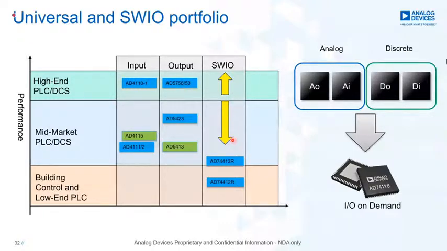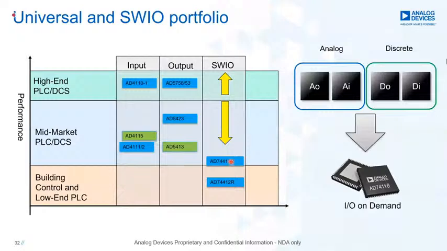And for a software configurable input output system, that means a single IC, if you want to configure for input as well as output applications, something like a building automation control, you can consider 74413, which is a truly software configurable I/O.